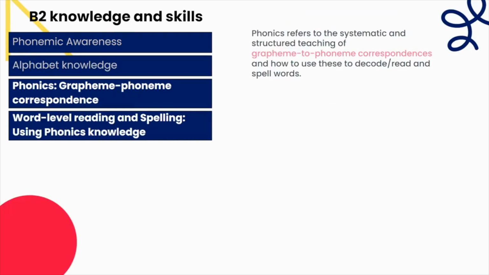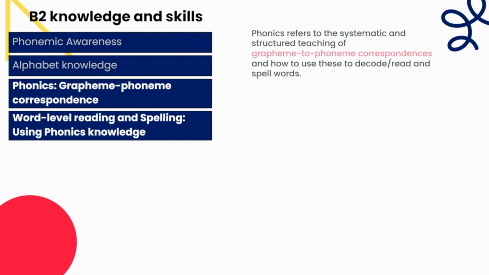According to the curriculum definition of phonics, phonics refers to the systematic and structured teaching of grapheme to phoneme correspondences and how to use these to decode, read, and spell words. And for that reason, this slide incorporates both grapheme-phoneme correspondence and word-level reading and spelling using phonics knowledge skills together. Grapheme-phoneme correspondence refers to the association between a grapheme, a letter or cluster of letters, and its corresponding phoneme, and vice versa. It may also be called letter-sound correspondence.